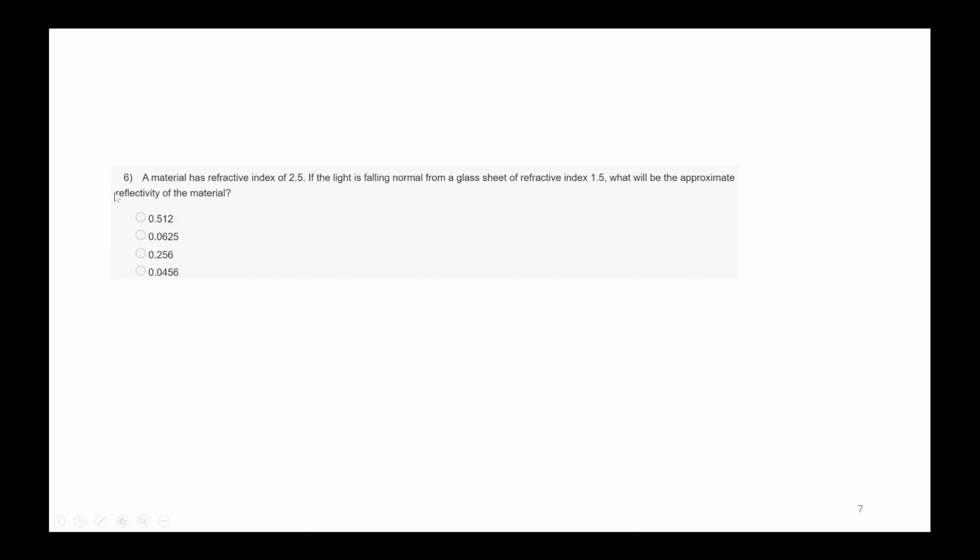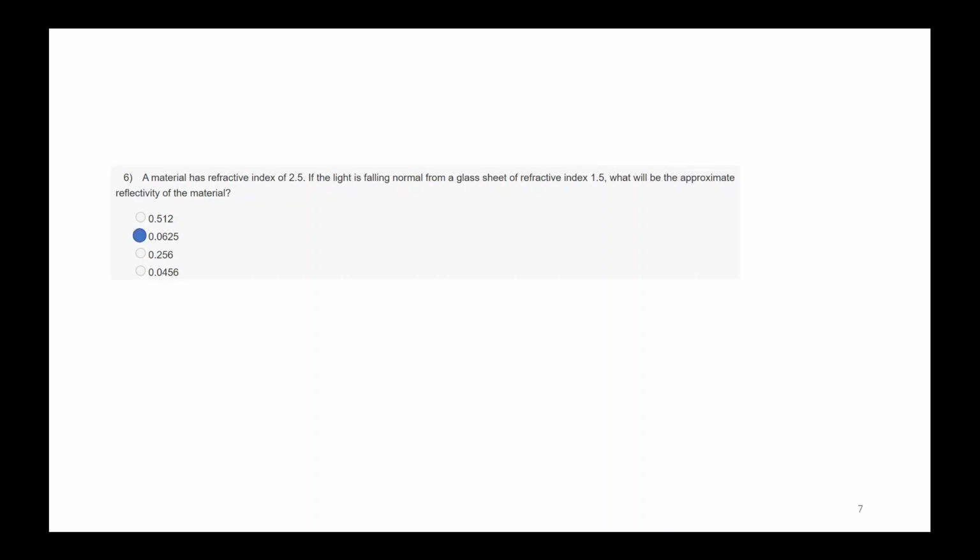Now for question number 6, a material has a refractive index of 2.5. If the light is falling normally from a glass sheet of refractive index 1.5, what will be the approximate reflectivity of the material? Your options are 0.512, 0.0625, 0.256, or 0.0456.